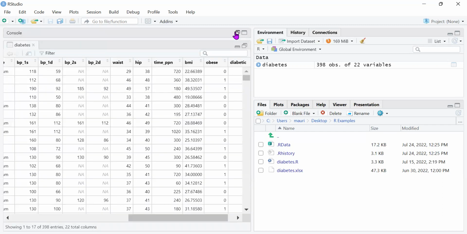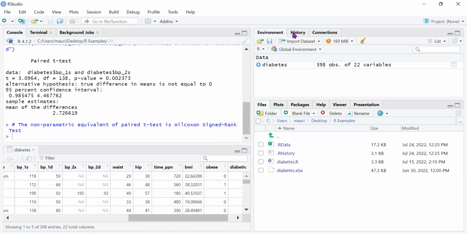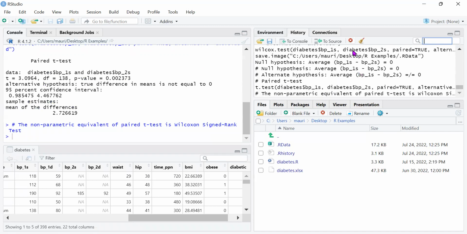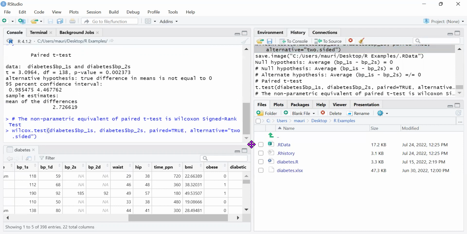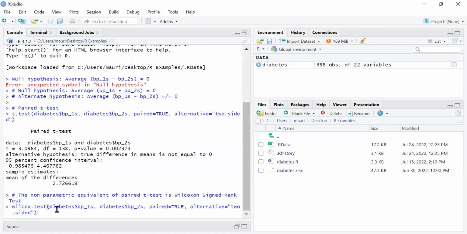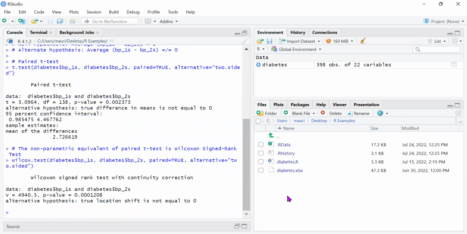And how does it work? Now you will see that the function parameters are identical to the paired t-test. Just the same as for our two-sample test, we change the t-test to the Wilcoxon test. You do the same for your Wilcoxon Signed-Rank Test. And this is the result.